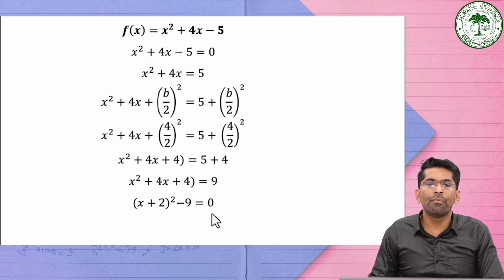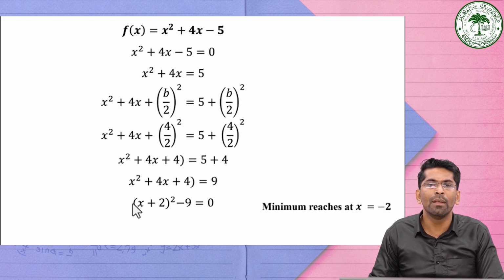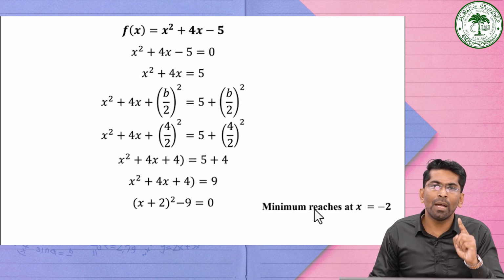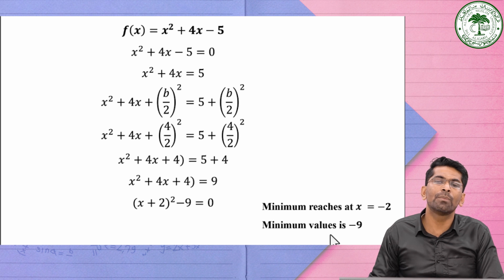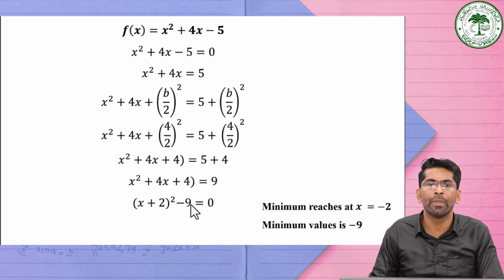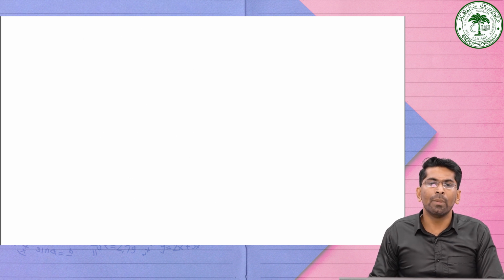So here the function will reach its minimum. See, because the coefficient is equal to 1, that is a is greater than 0, the function is minimum, and the function reaches the minimum when x is equal to minus 2. And what is the minimum value? It is minus 9. The minimum value is equal to minus 9, that is the constant term. Now consider another example.